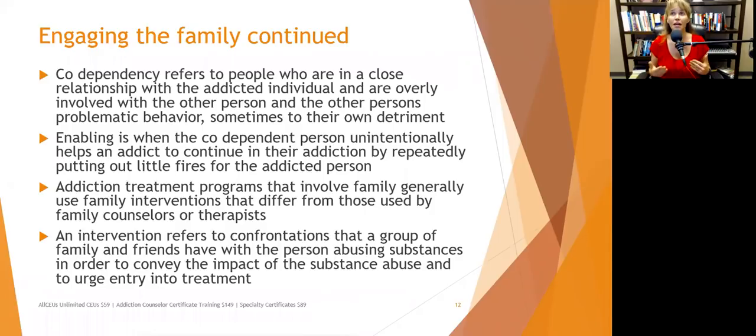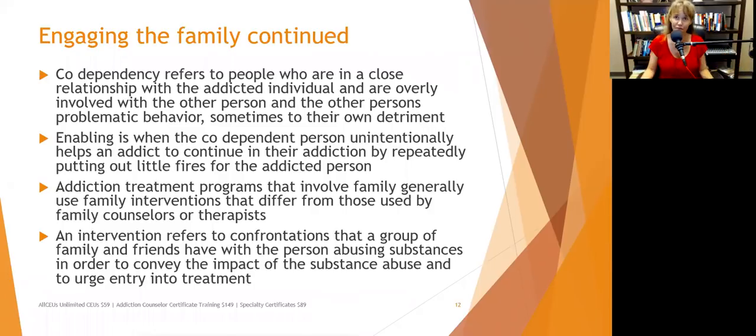Enabling is when the codependent person unintentionally or intentionally helps an addict to continue in their addiction by repeatedly putting out little fires for the addicted person. They just want to make sure that nobody sees the problem and paint a happy picture, so they're going to cover up, and they're following around cleaning up this person's messes. Well, what does that communicate to the person with the addiction? It communicates there are no consequences for their behavior, so they might as well go ahead and do what they want.